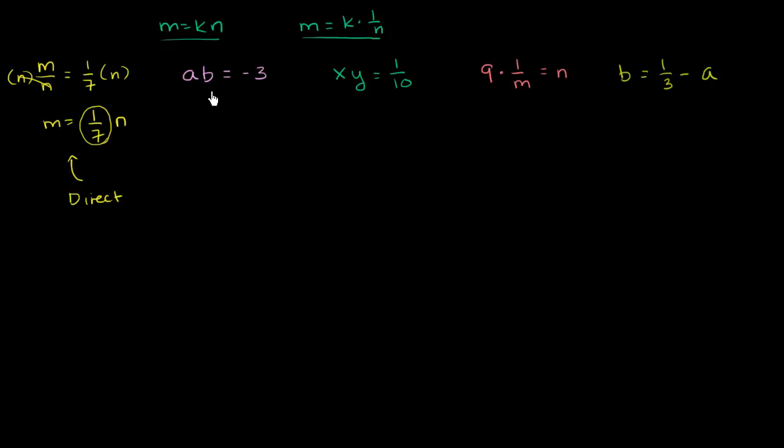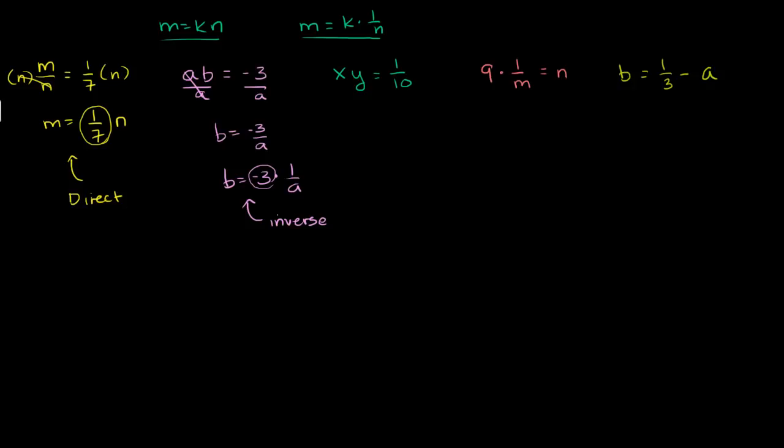Let's see, ab is equal to -3. So if we want to separate them, and we could do it with either variable, let's divide both sides by a. We could have done it by b. If we divide both sides by a, we get b is equal to -3 over a, or we could also write this as b is equal to -3 times 1 over a. And once again, this is this pattern right here. One variable is equal to a constant times 1 over the other variable. In this case, our constant is -3. So over here, they vary inversely. This is an inverse relationship.